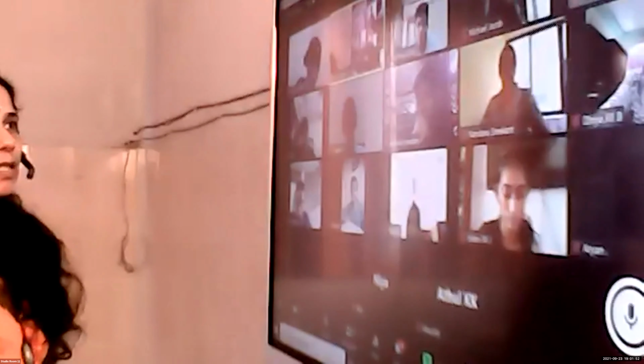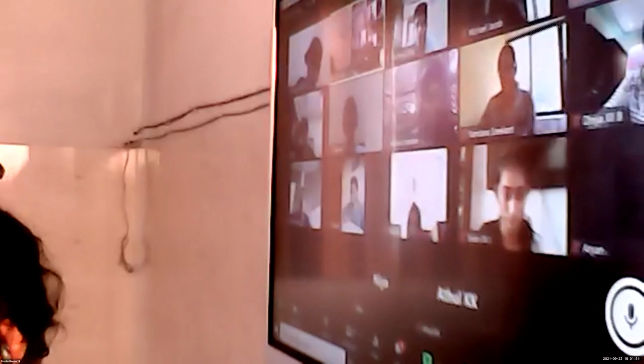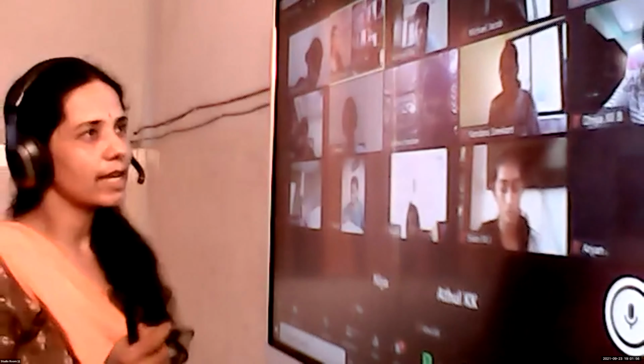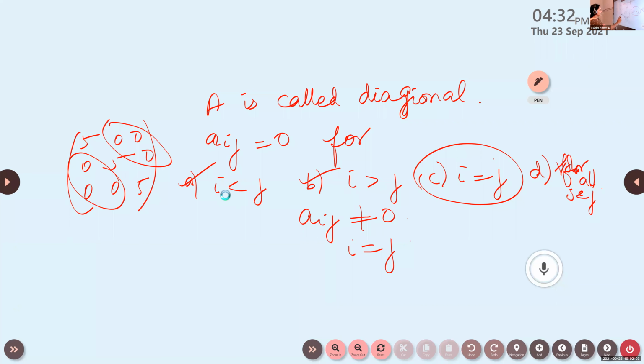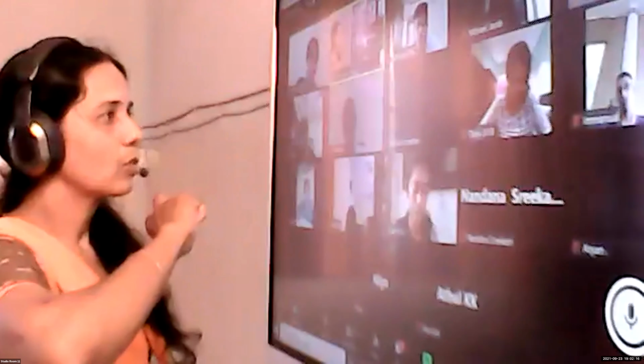Ma'am, I did not understand the question. Can you tell the question? Okay. In a diagonal matrix, Aij is 0 if these are the 4 options given: A, i less than j; B, i greater than j; C, i equal to j; D, for all i and j. Okay, children, you copied it, Achyut?